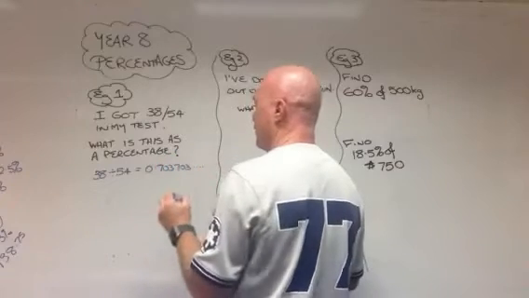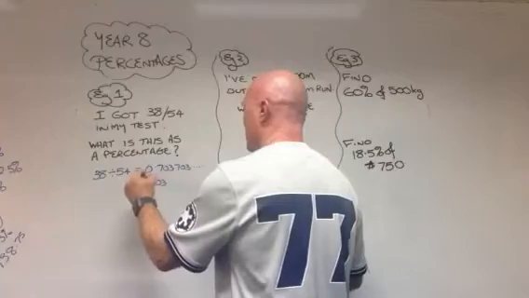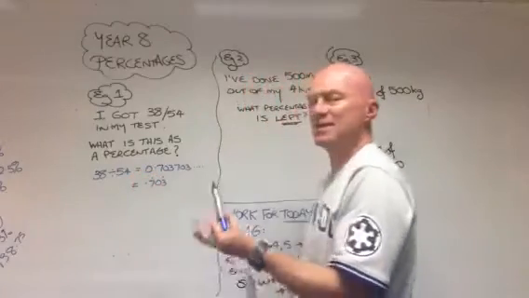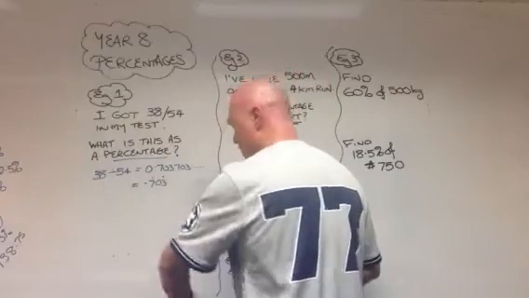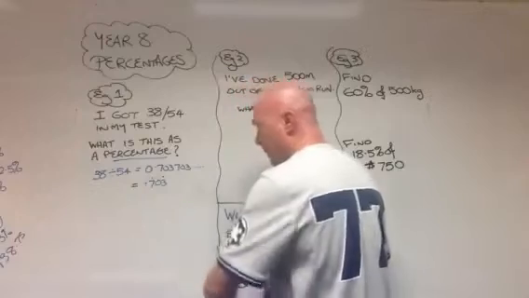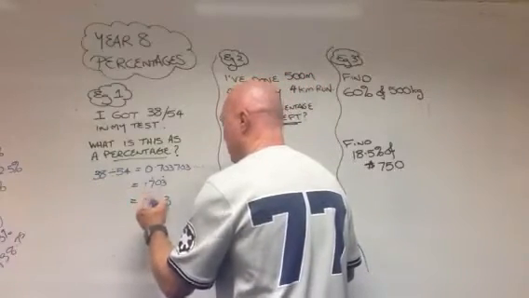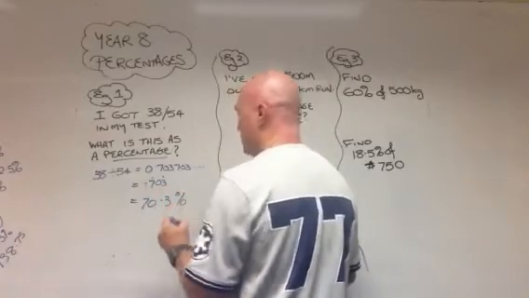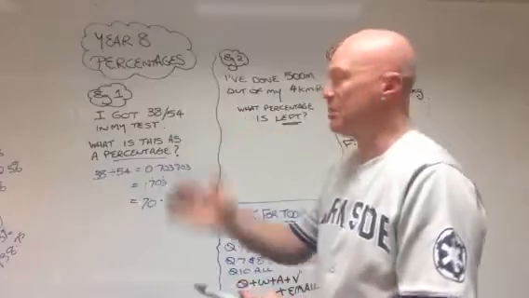0.703703, and that goes on forever. So that's 0.703 repeater. Now that's as a decimal, but we want it as a percentage. So we'll change pen colour there, we go times 100, and so we know that that is 70.3%. So 38 out of 54, 70.3% give or take.